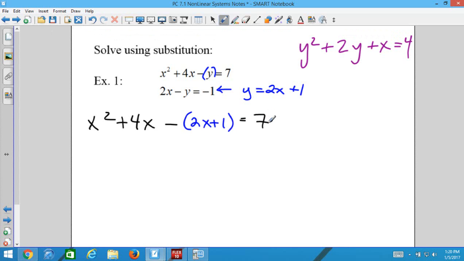We use substitution. Now we just solve for the remaining variable. I'm going to get rid of my parenthesis by distributing that negative sign. And we're going to solve for x. But we have an x squared. So now we have to go back and think about how you solve when you have an x squared. How do you solve when you have an x squared?